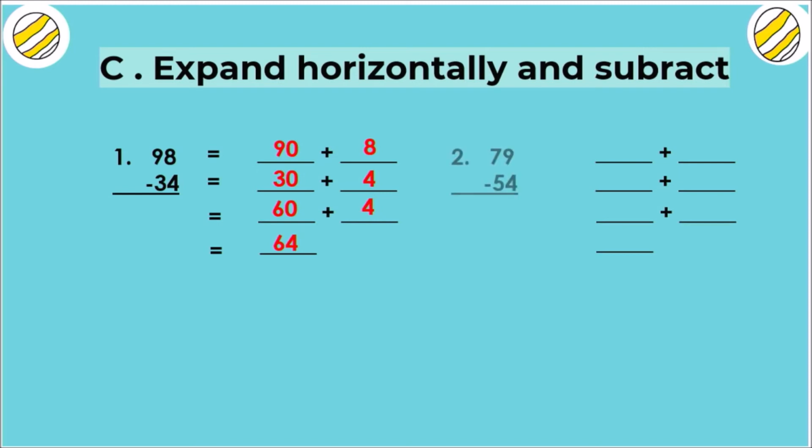Next, number 2. So we have 79 minus 54. So we rename the 79 into 70 tens and 9 ones. And then the 54, we rename that into 50 tens and 4 ones. Okay? So 9 minus 4 is equal to 5. And then 70 minus 50 is equal to 20. So 20 plus 5 is equal to 25. So that is the answer.